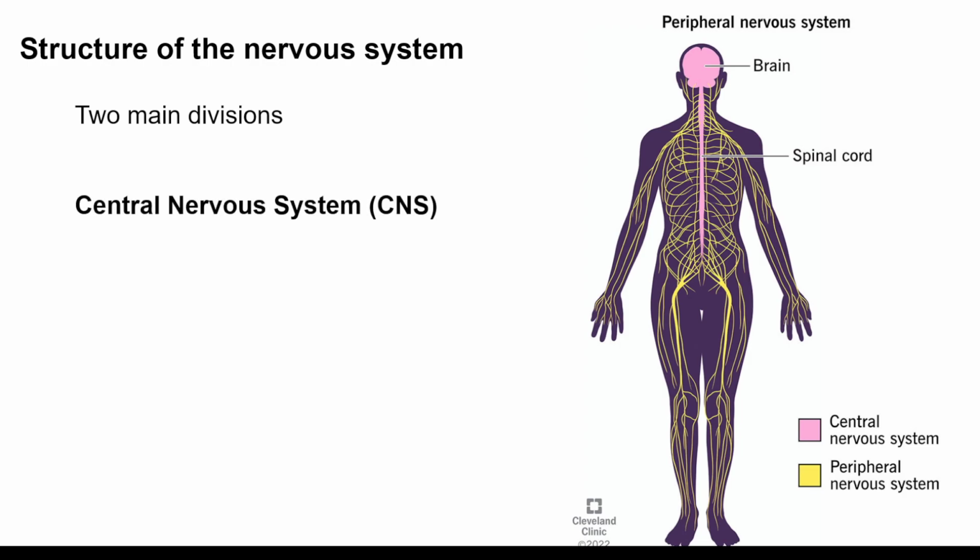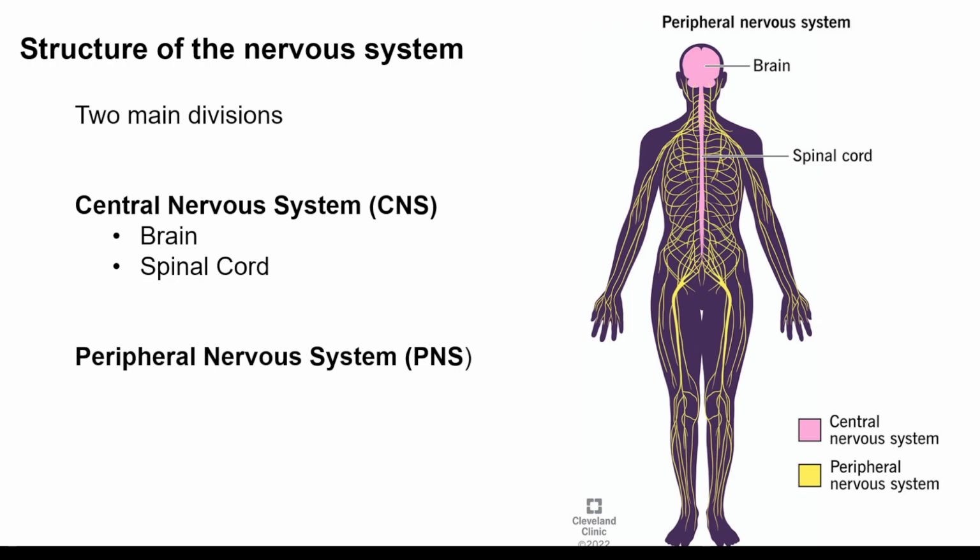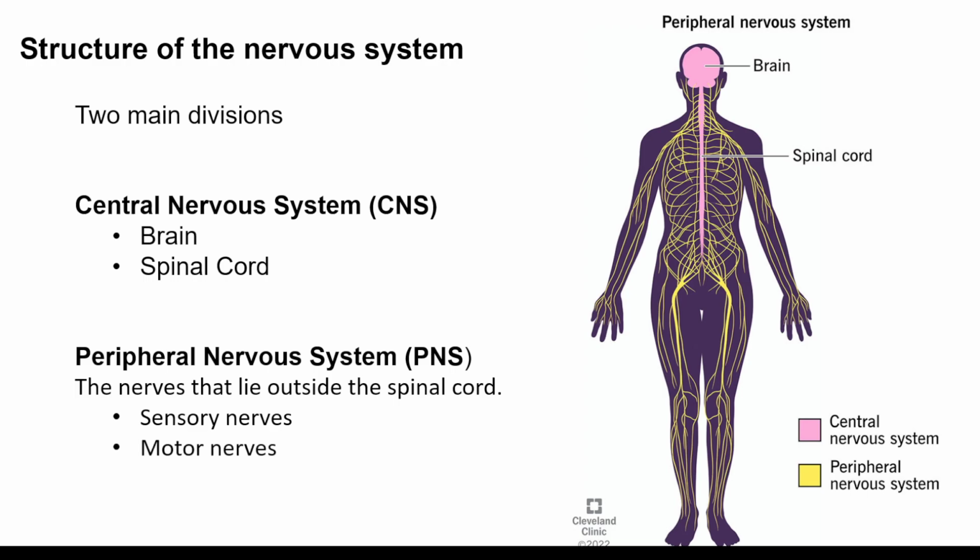So your central nervous system is the two pink sections there. What makes it up is the brain and the spinal cord. Any nerve that comes off of the spinal cord falls under the peripheral nervous system now. And it's made up of two types of nerves. So you have sensory and you have motor.